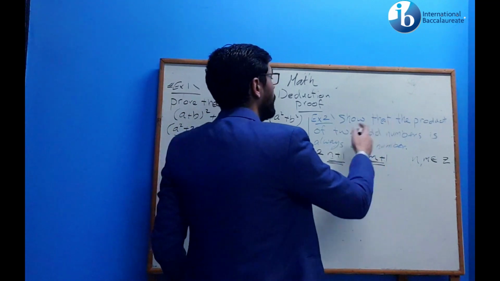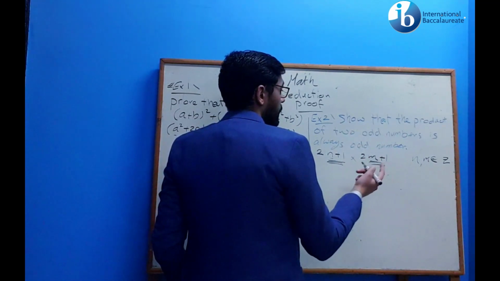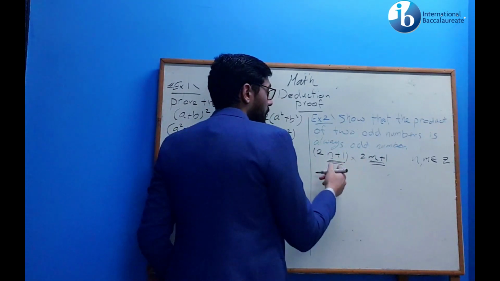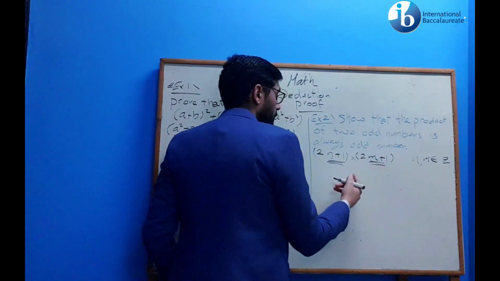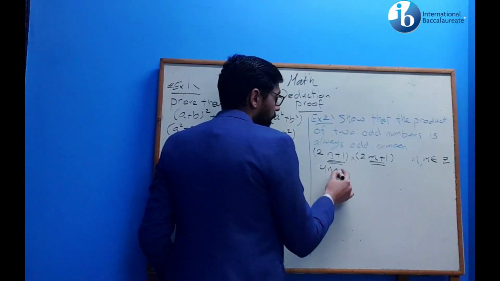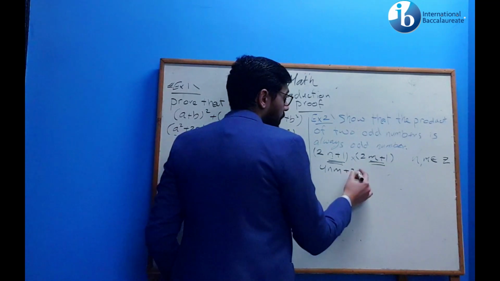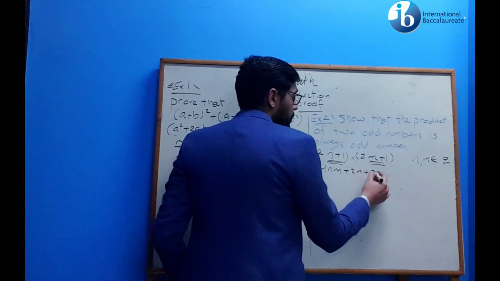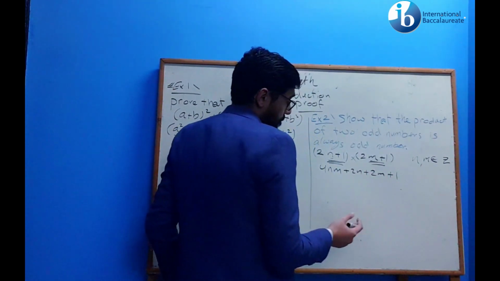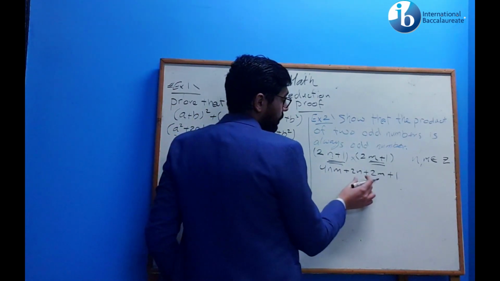And the question says, show that the product of two odd numbers, if you multiply these two odd values, the result should be an odd number. Then let's try. If we have (2n plus 1) times (2m plus 1), then it becomes 4nm. Then 2n times 1 becomes 2n, then 1 times 2m becomes 2m, and 1 times 1 becomes 1. Okay, we have 4nm, 2n, and 2m.